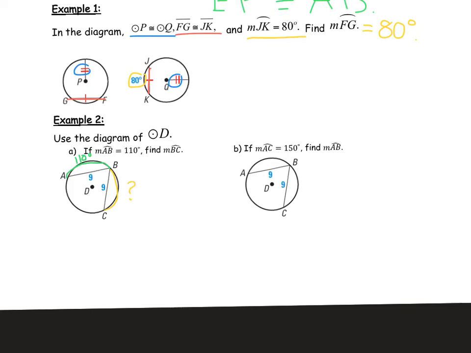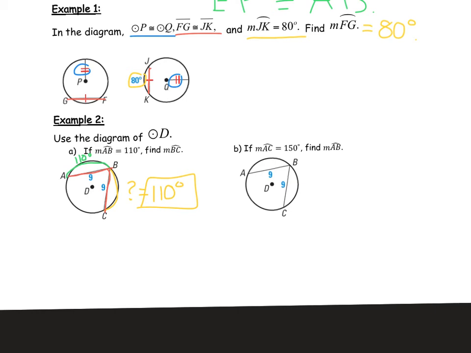Well, if you look at the diagram, you notice that you have chord AB, which is marked 9, and you have chord BC, which is also marked 9. Because segment AB is congruent to segment BC, we know that arc AB must be congruent to arc BC. So the measure of arc BC should also be 110 degrees.